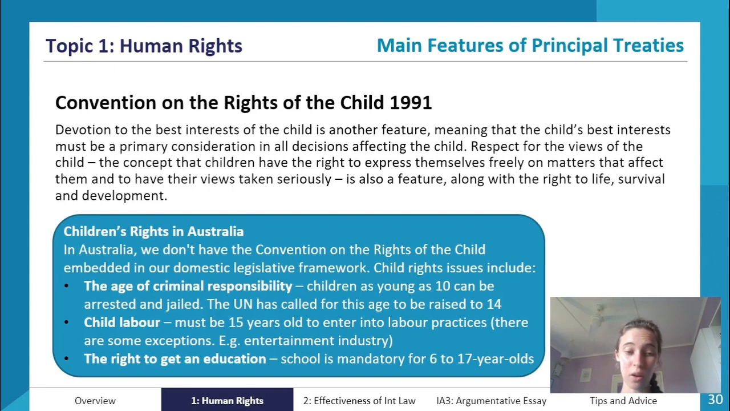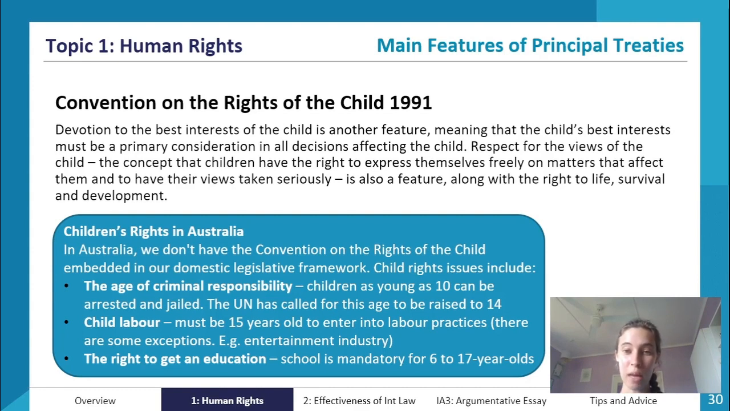Child labor. So you can't just get a job when you're 5 years old or something. So you must be 15 to enter the labor practices. There are some exceptions to that, like the entertainment industry, but in general, it is that 15 years. And the right to get an education as well.